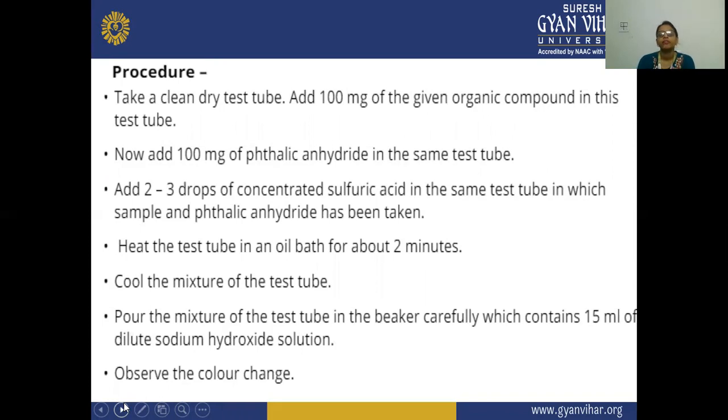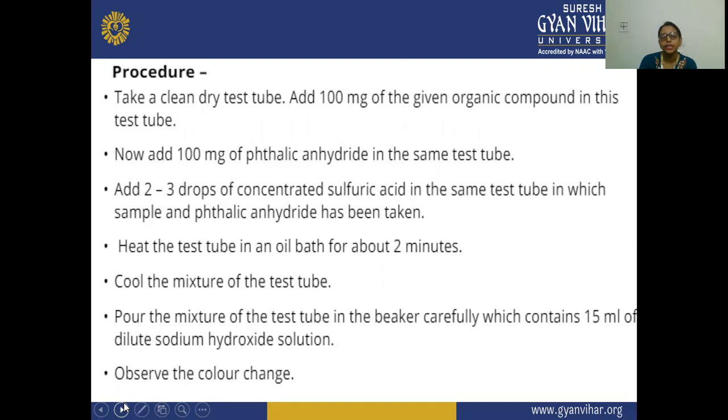So here we have taken 100 mg of the given sample. After that, in the same test tube, we add 100 mg of phthalic anhydride. After that, we add 2 to 3 drops of concentrated sulfuric acid in that test tube.